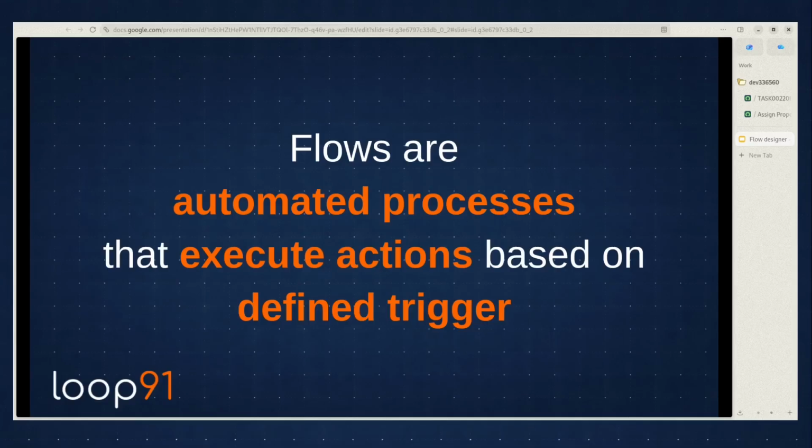Flows are automated processes that execute actions based on defined triggers. Think of a flow as a set of instructions that you have given to ServiceNow, saying, when something specifically happens, do these steps automatically without anyone needing to manually intervene. That trigger could be a record being created, updated, or even a predefined schedule. Once that trigger fires, the flow moves through its actions in sequence, updating records, sending notifications, creating tasks, calling other external systems, all on its own.